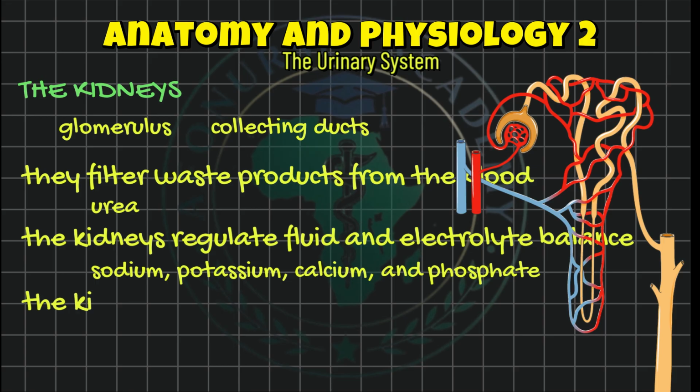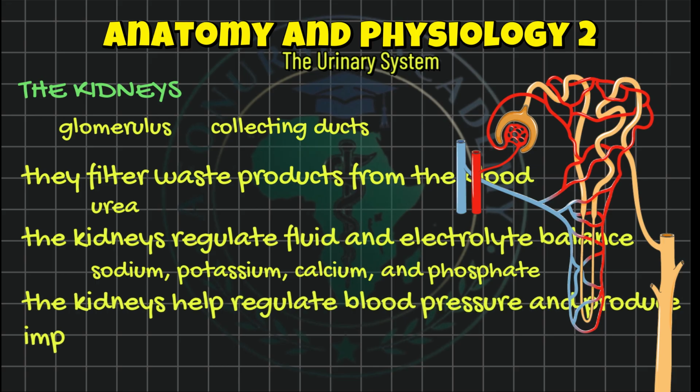And third, the kidneys help regulate blood pressure and produce important hormones. They make erythropoietin, which stimulates red blood cell production. They activate vitamin D, which is essential for calcium absorption. And they produce renin, which is part of a system that regulates blood pressure.